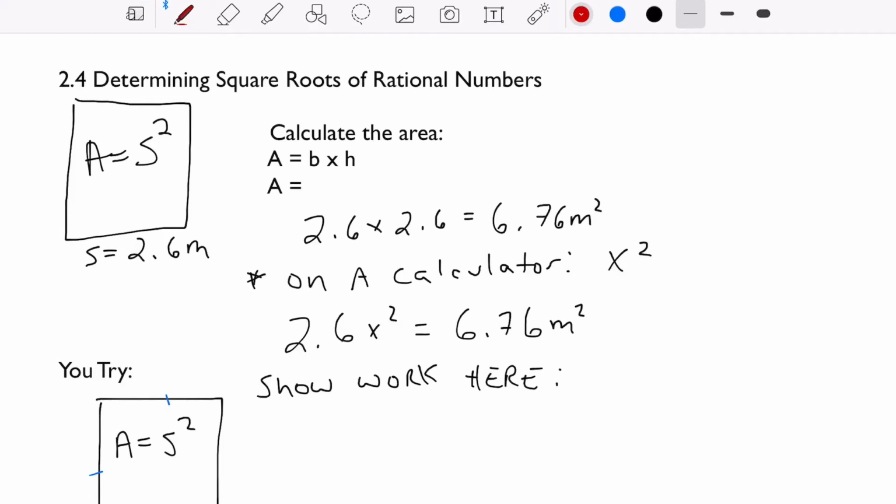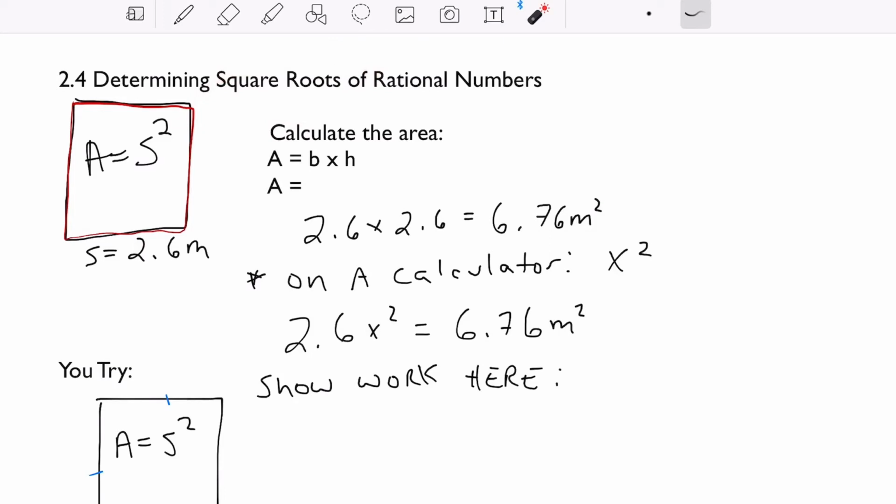Hey guys, we're going to do 2.4 today. It's not too long, it's just about square roots. So we're going to be talking about determining square roots of rational numbers. The first thing that you're going to see here today is that we're going to be dealing with squares, and that's why it's called square roots.